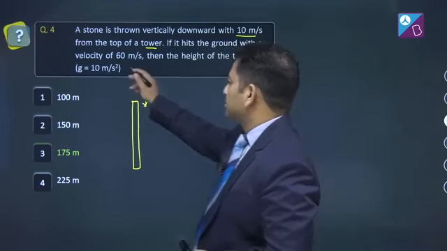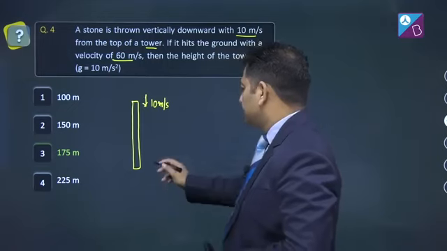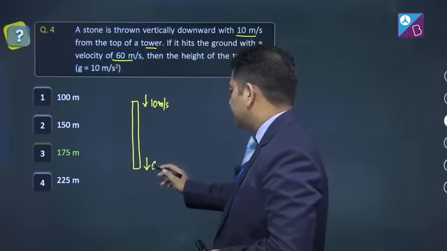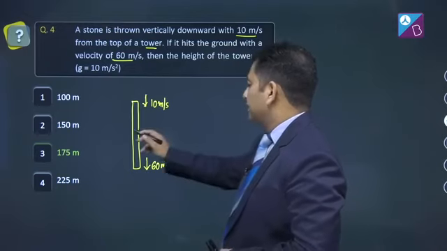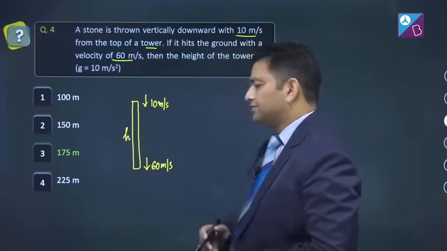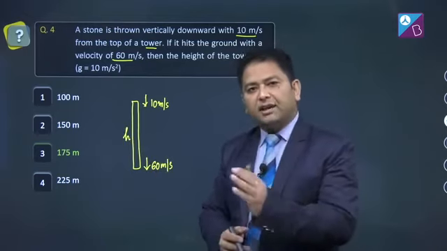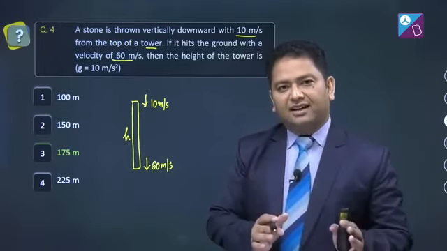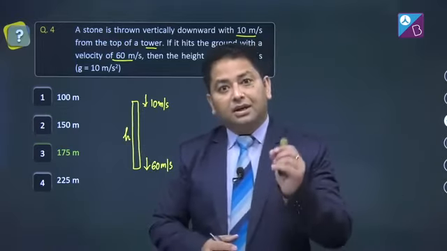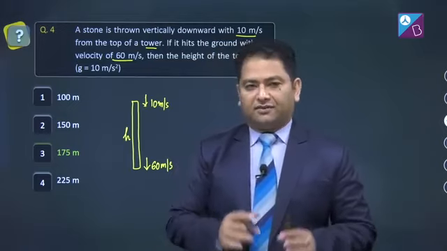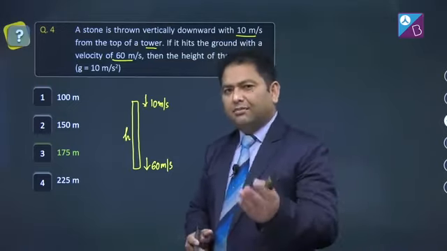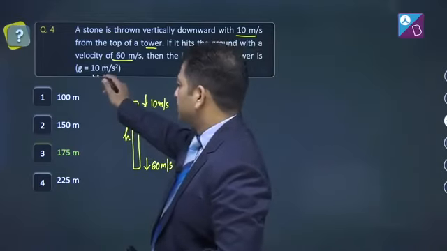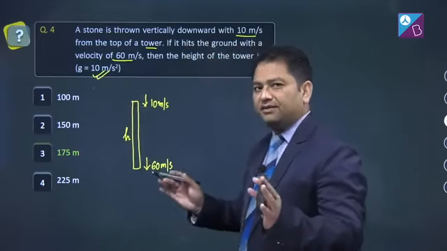By the time the stone reaches the ground, the velocity at the bottom is 60 meter per second, and we have to calculate the height of the tower. If nothing is said about g, you have to take the value of g as 9.8. If nothing is specified, you take g as 9.8. But the question says you are allowed to take g as 10, so fair enough.